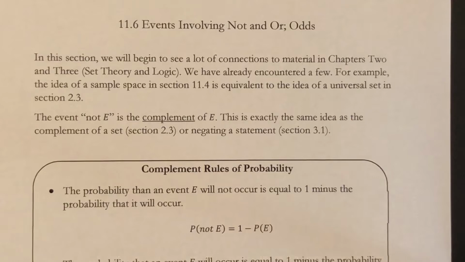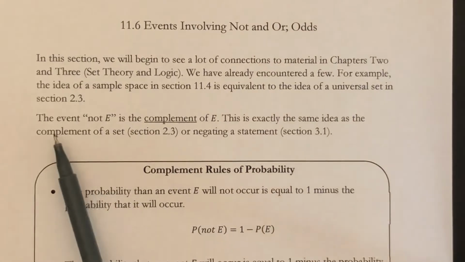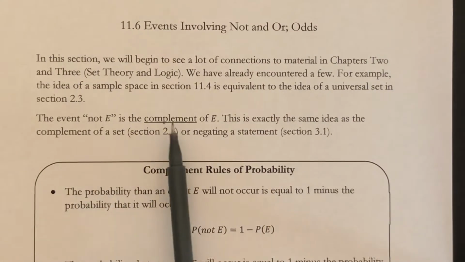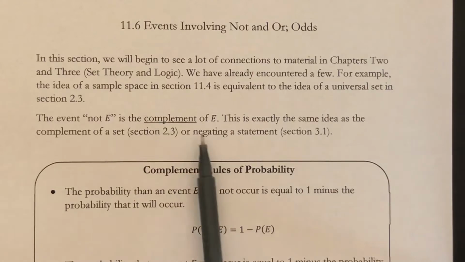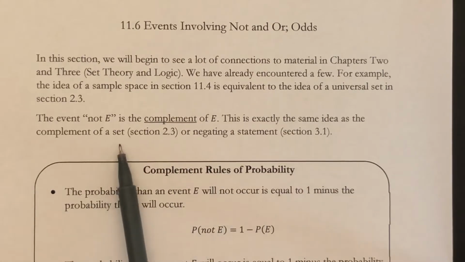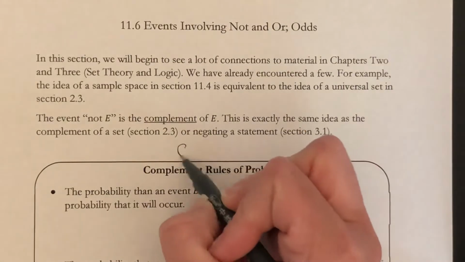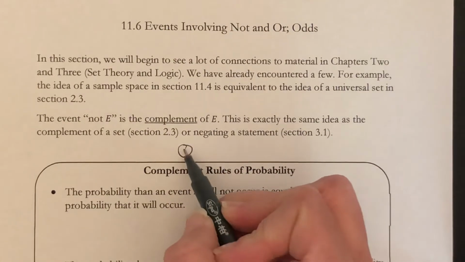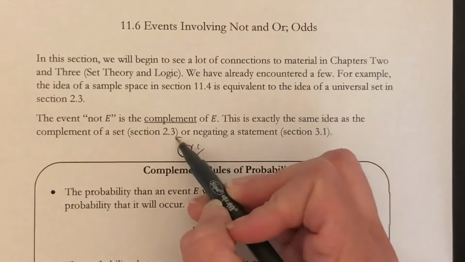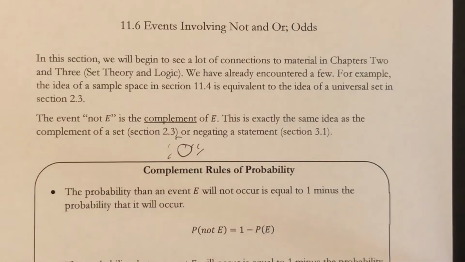The event not E is called the complement of E, and that's exactly the same terminology we used in sets. If we talked about a set, like everything inside a Venn diagram, if this is E, not E would be everything on the outside of it, okay?